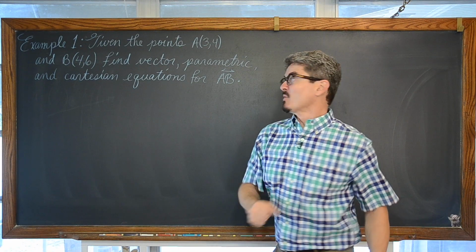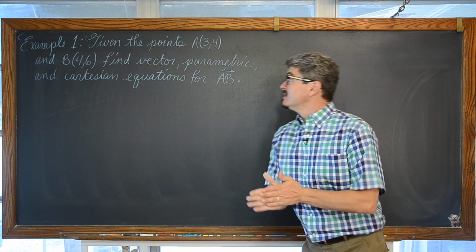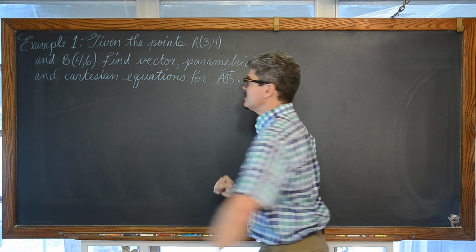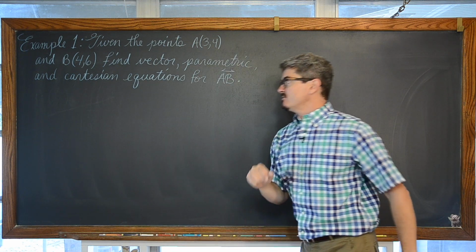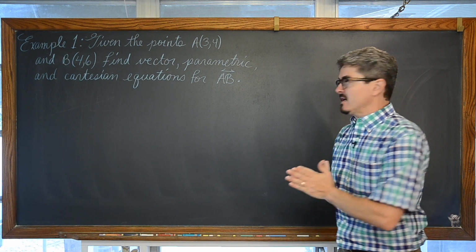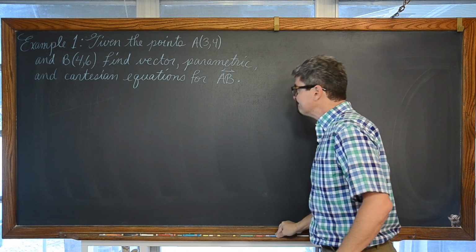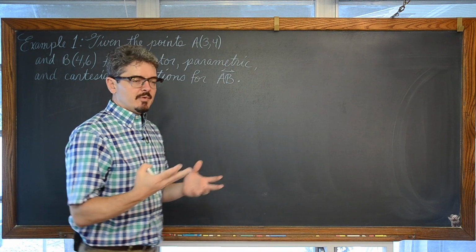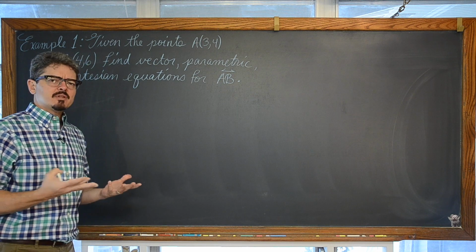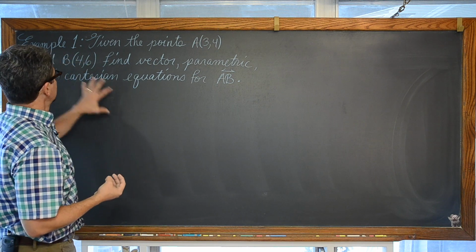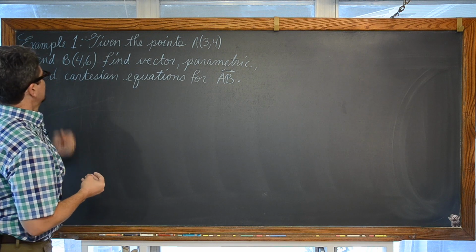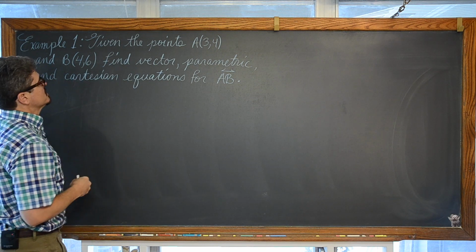Bam! Example number 1. Given the points A is 3, 4, and B has the coordinates of 4, 6. Find the vector, parametric, and finally Cartesian equations for line AB. Well, for any new problem, if you are a little bit unsure of how to start, let the formula tell you what you need. Let's start with the vector form, because obviously we want to start with the new material, not going back to algebra 1, given 2 points, find the equation of a line.